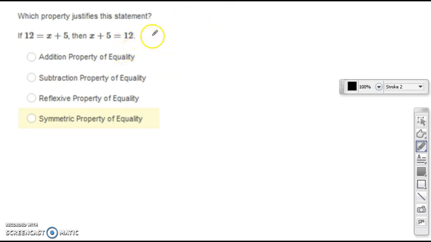All right, which property justifies this statement? 12 equals x plus 5, then x plus 5 equals 12. All we've done is reverse the order, right? So we're just using the symmetric property. We're not changing anything. We're just flipping the order.